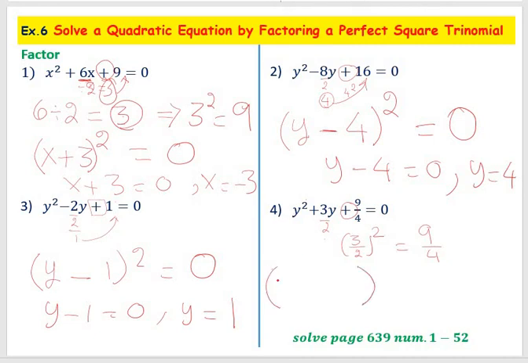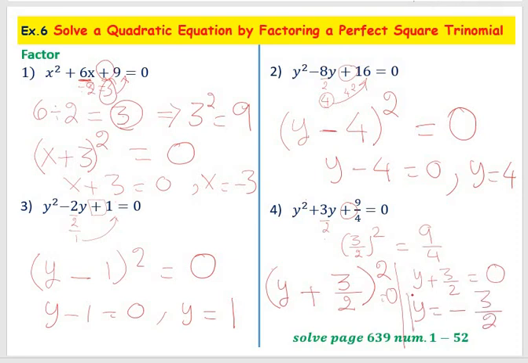I'm going to do like this. Here, I'm going to put my y. Here, I'll put a positive sign. Here, I'm going to take the square root of the term when I divided it by 2, 3 over 2. And here, I'll put square. Then, this is equal to 0. Then, y plus 3 over 2 equals 0. Then, y equals negative 3 over 2. Only one solution. All of these have only one solution because they are perfect square trinomials.